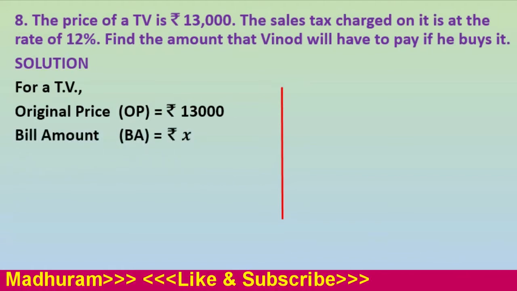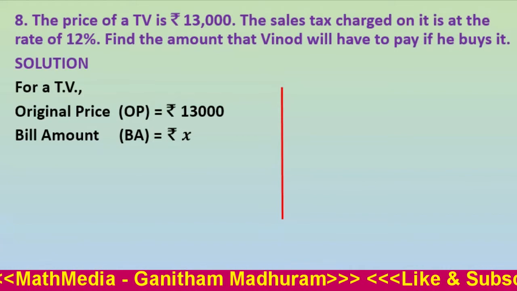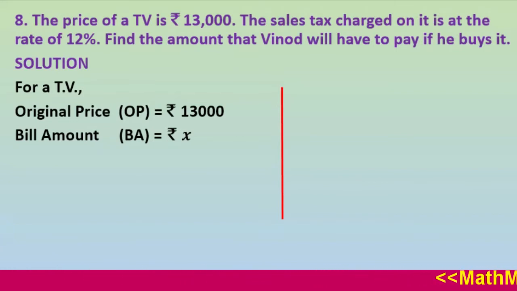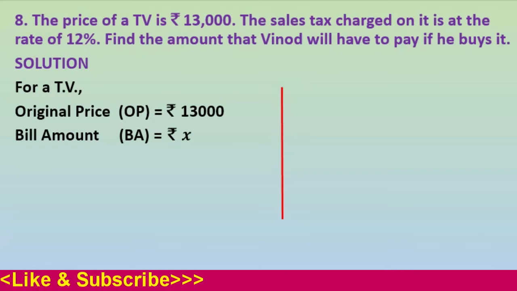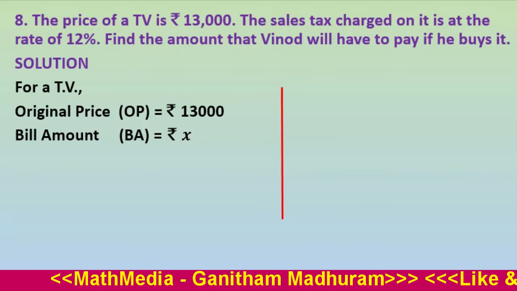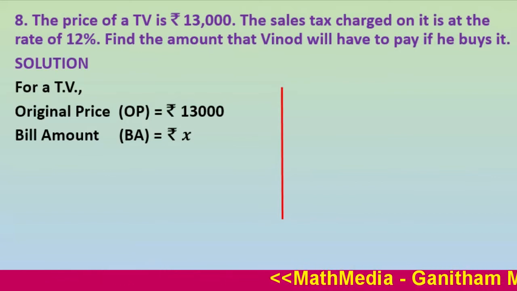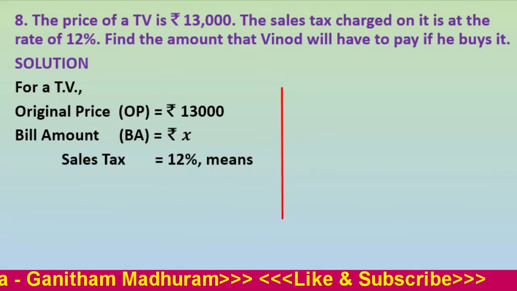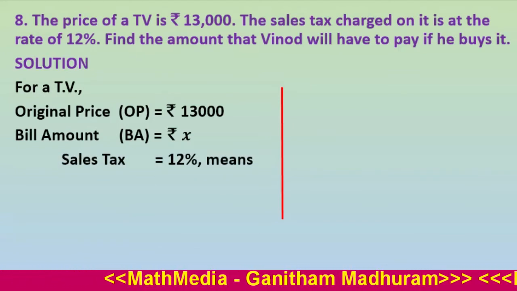Bill amount, that is the final amount Vinod has to pay, we don't know. So we give it as rupees X. We are given that amount as the bill amount, including the sale tax. So bill amount equal to rupees X. Also one more thing is given in the question, that is sale tax equal to 12%.